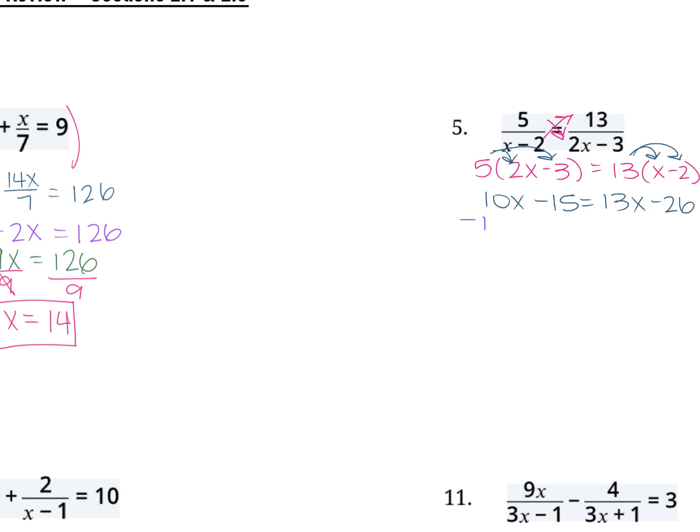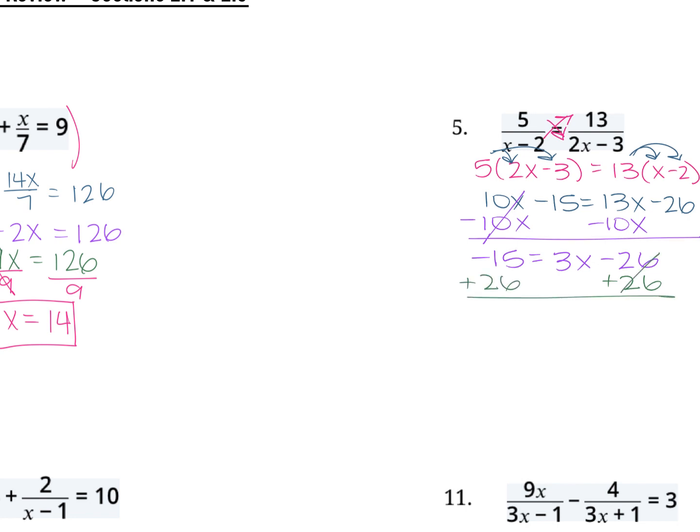I want to move my 10x over so that my x's stay positive, so I'm going to subtract that from both sides. That's going to give us negative 15 is equal to 3x minus 26. We're going to add that 26 to the other side. It cancels out on the right side. You have different signs here, so you keep the sign of the bigger number and subtract these two. So it's going to be 11 is equal to 3x. Next, divide each side by the 3, and you get that x is equal to 11 over 3.